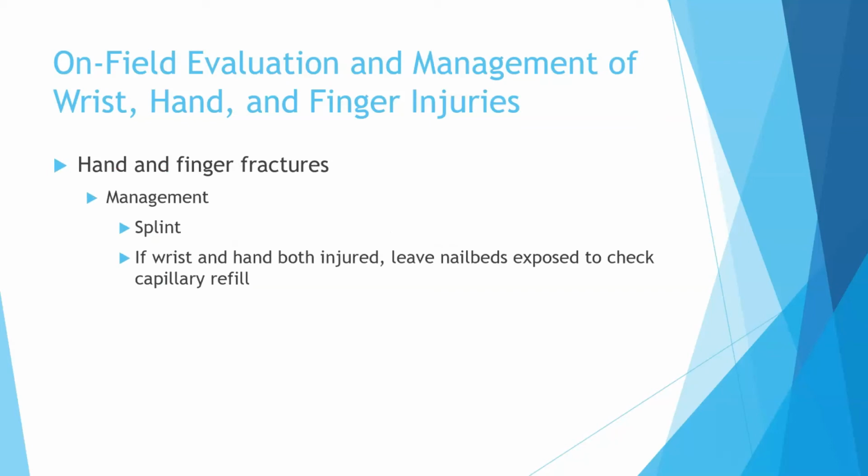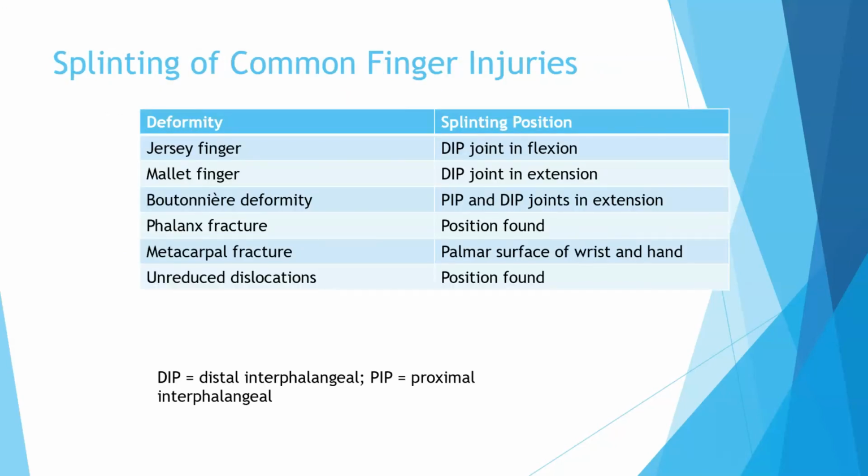Hand and finger fractures, same thing. We're splinting, we're checking CSM both before and after we splint. If you can't necessarily tell, or if it's maybe the hand, obviously the radial pulse isn't going to do us good because it's not distal. So just check the nail beds and check for a cap refill, and you know that within 2 seconds it should return back to the normal color. Okay, splinting, depending on what the deformity is, we're going to splint either the DIP or the PIP joint, or potentially in the position that it was found.